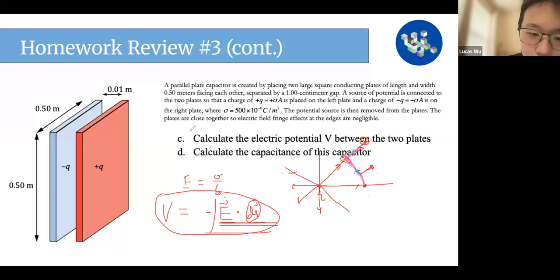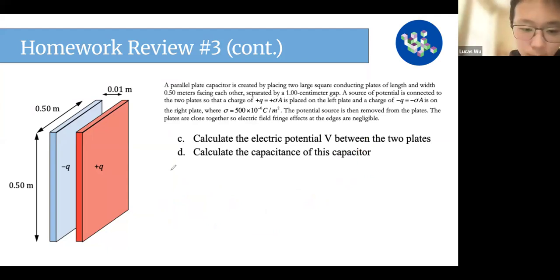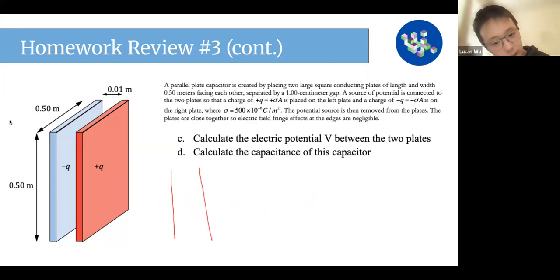Okay, so now let's just do part C. Calculate the electric potential between the two plates. So I'll redraw it. This is my two plates. Okay, so my V equals my negative integral of E dot ds. These two are vectors.